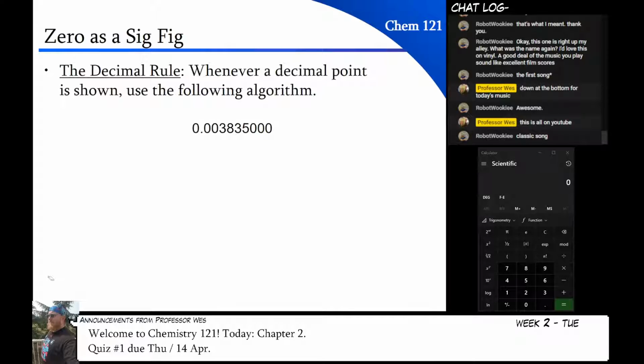All right. There's one last important thing to remember about sig figs, and that is whenever you have a decimal, it makes determining sig figs very easy. Now, very, very importantly, if you have a decimal, you must follow the decimal rule. And so here it is. The first step, find the decimal point. There it is. We found it. If the decimal point is present, we must use the decimal rule.